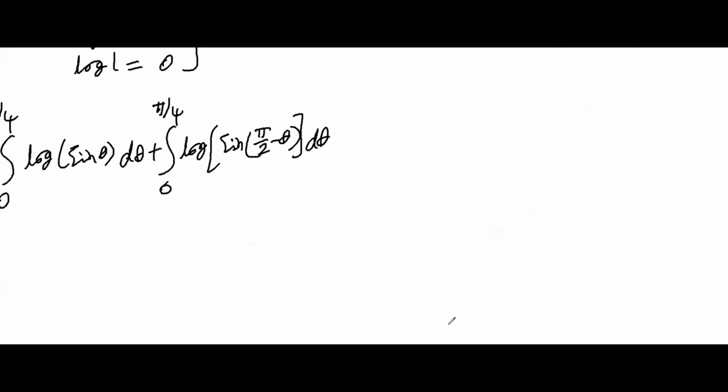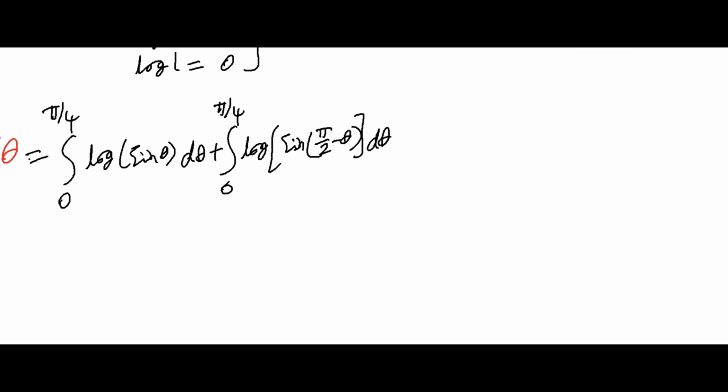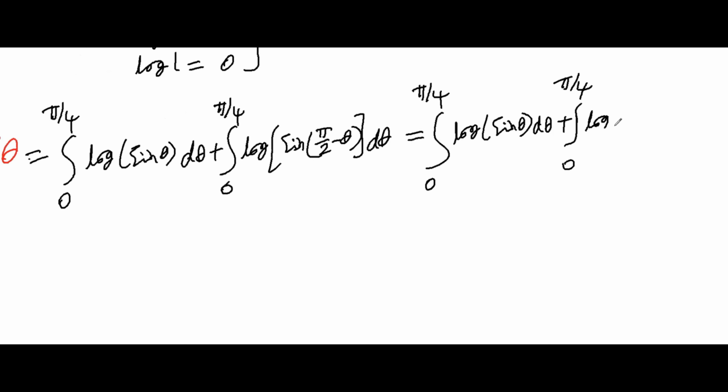So that's what we did. Next step, you will write 0 to pi by 4 log of sine x as it is, because I can't do anything here; it is the same scenario we got earlier. But by the property I got something here. So it is again 0 to pi by 4 log of sine of pi by 2 minus theta, which is cos of theta d theta.